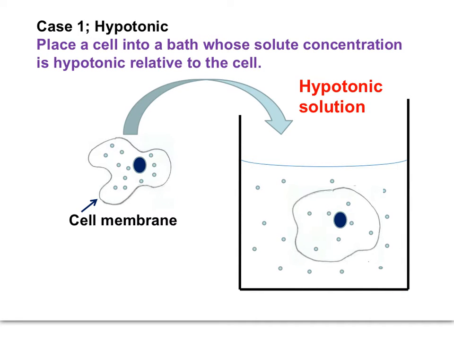I'll use three different language patterns to describe what happens, to describe what you can see here. Water will diffuse from the high water of the beaker into the cell. Osmosis will occur from the low solute concentration of the beaker to the high solute concentration of the cell. Osmosis occurs from the hypotonic solution of the beaker to the hypertonic solution within the cell. The cell swells, and if the cell is an animal cell without a wall, the cell could burst.